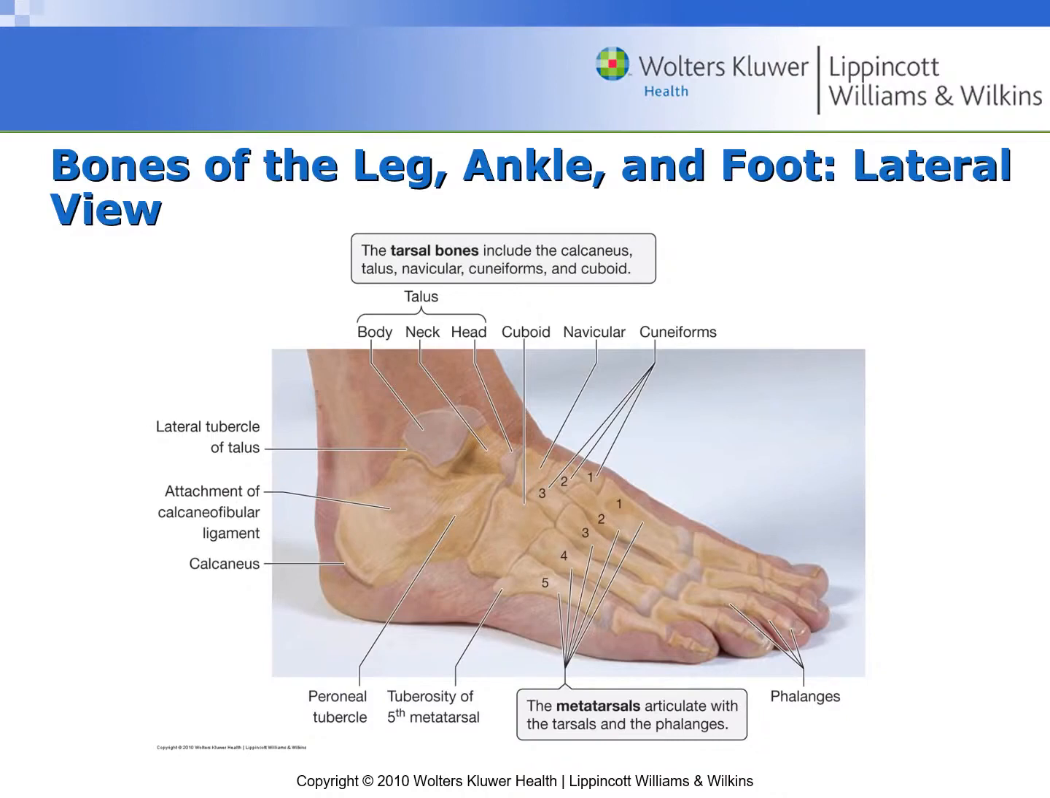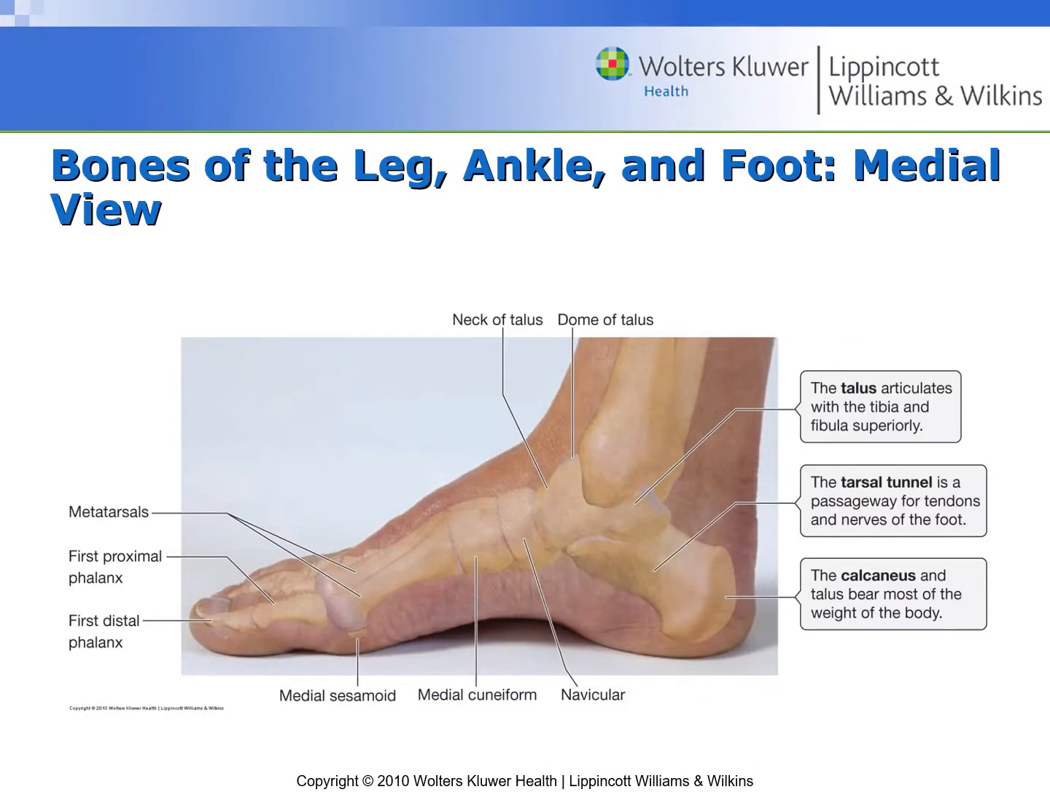Over to the left, we see the lateral tubercle of the talus. We see the attachment of the calcaneofibular ligament, and we also see the calcaneus. Also visible is the peroneal tubercle, the tuberosity of the fifth metatarsal. We also see the phalanges. The metatarsals articulate with the tarsals and the phalanges.